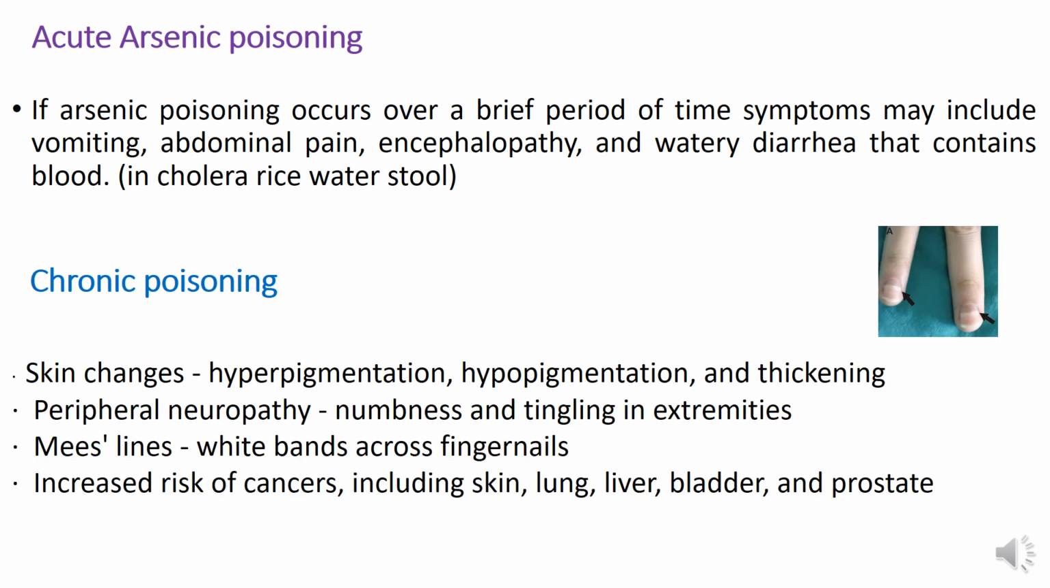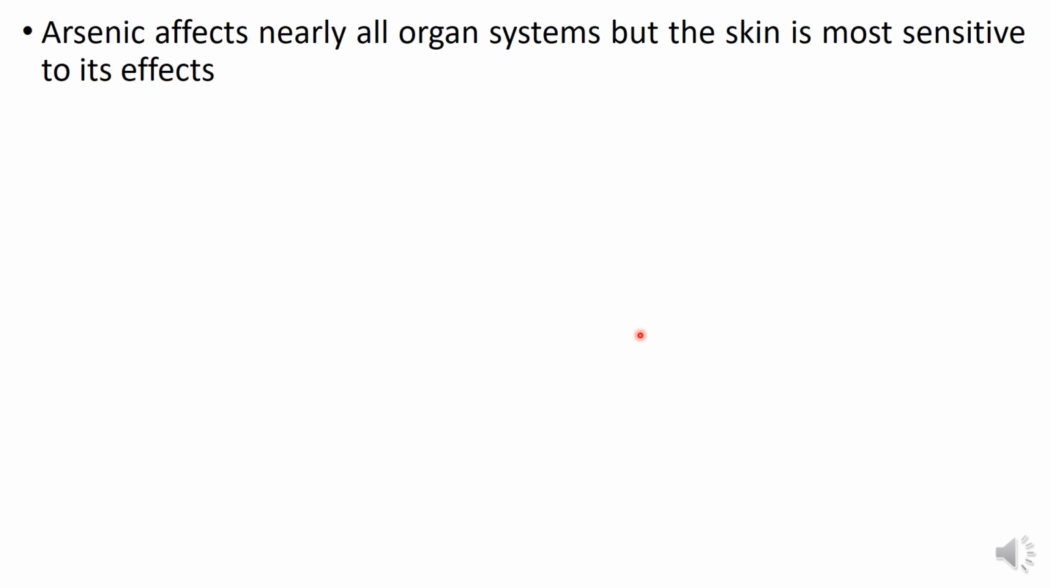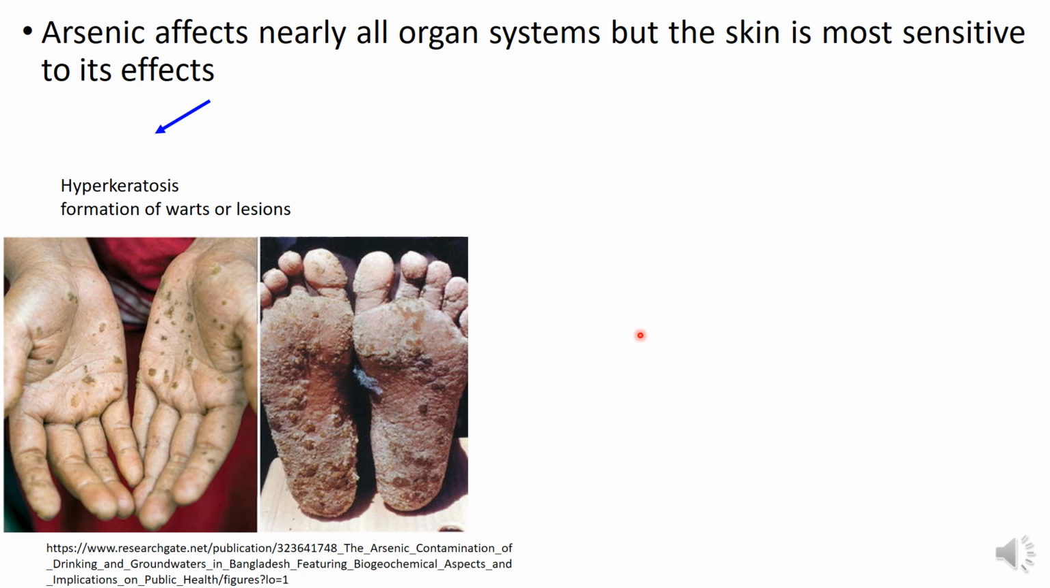Moving on to the chronic poisoning, there may be lots of skin changes that I am going to describe during the next slide. Hyperpigmentation, hypopigmentation and thickening, peripheral neuropathy, numbness and tingling in extremities, Mees lines, as you can see here, increased risk of cancers including skin, lung, liver, bladder and prostate. Arsenic can affect all organs. However, it is mentioned that skin is one of the major organs.